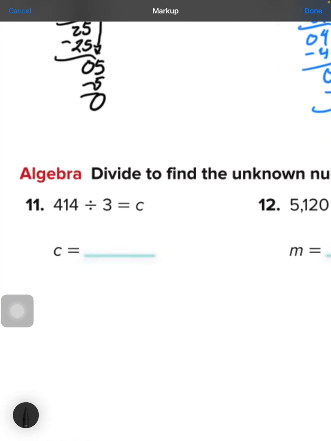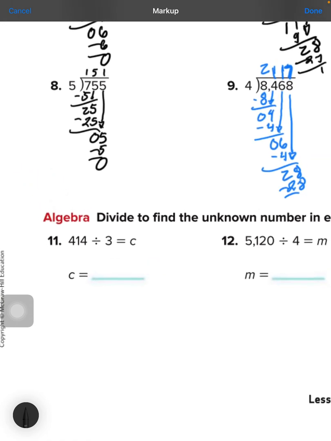Whew! Good job, folks. Now let's do a little bit of algebra. We're going to divide to find the unknown number in each of the equations. Again, we're just going to bracket it up. This is our divisor. It goes on the outside, mainly because it'd be too difficult to do it the other way, right? 3 will go into 4 once. 1 times 3 is 3. 4 subtract 3 is 1.